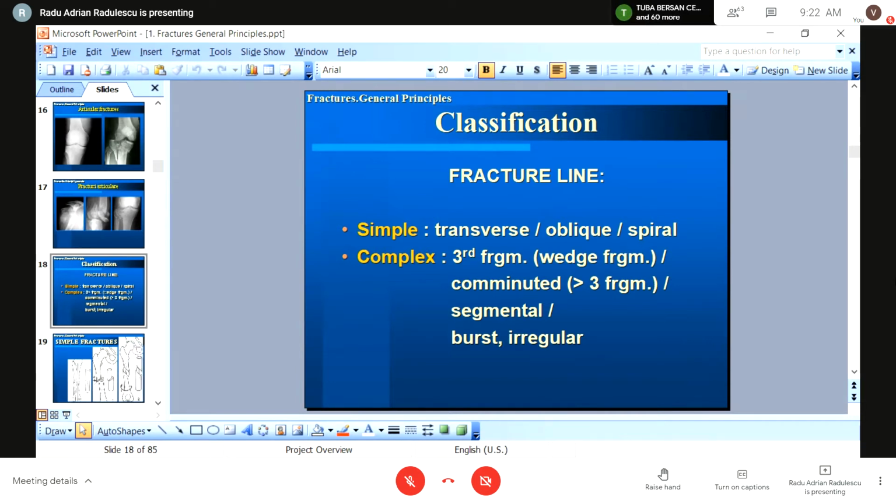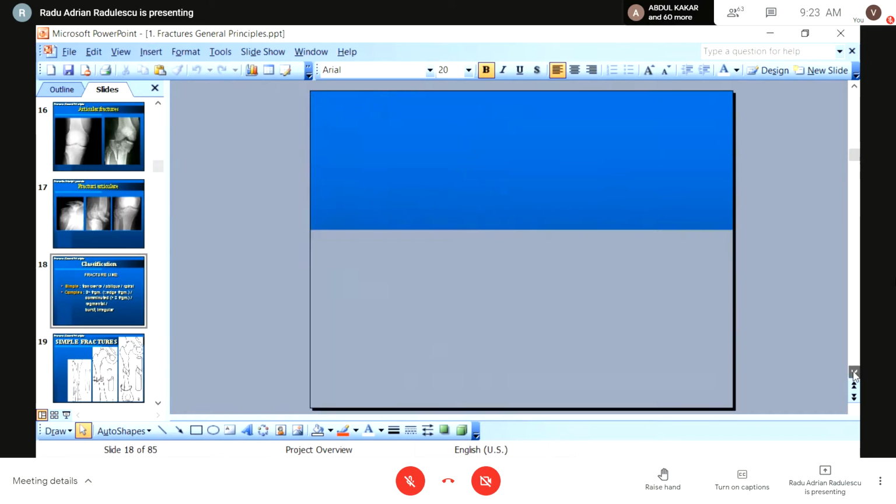Also, we may have segmental fractures, meaning that at the level of the long bone, we may get 2 fracture sites, one above the other. And finally, there are the so-called burst fractures, which are always comminuted fractures when the fracture line is totally irregular, so barely you can classify this type of fractures in one of the elementary types. And let's have some examples.